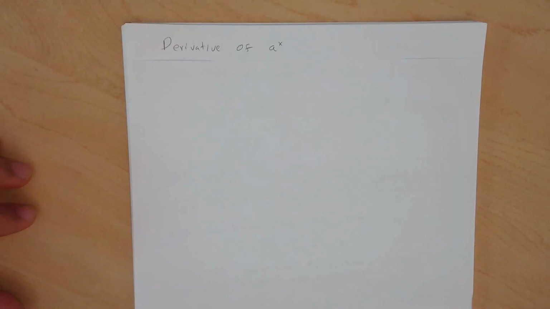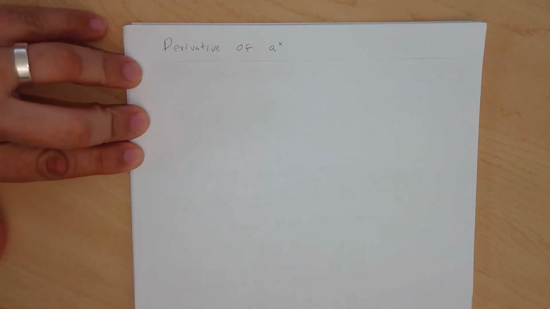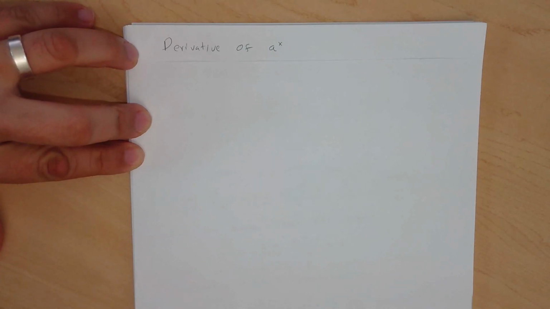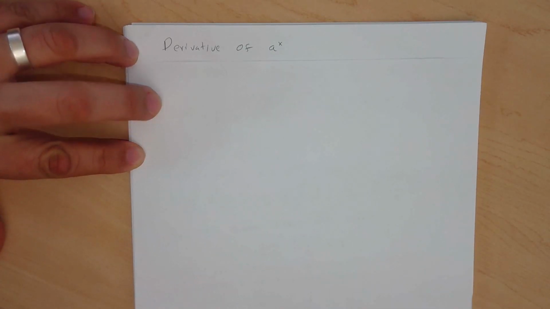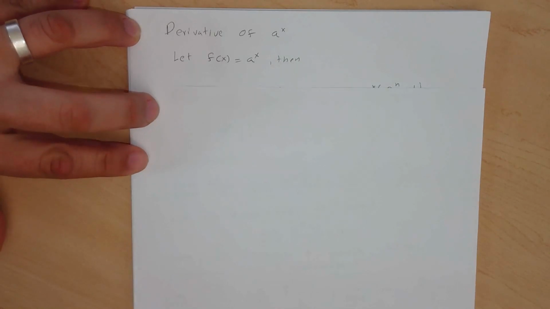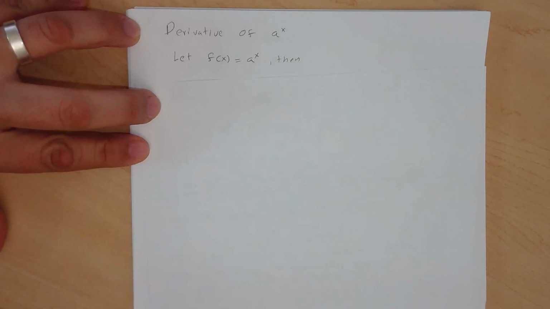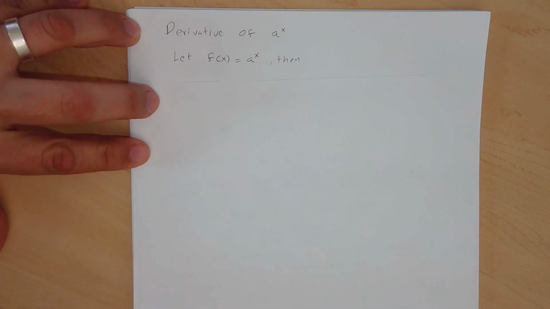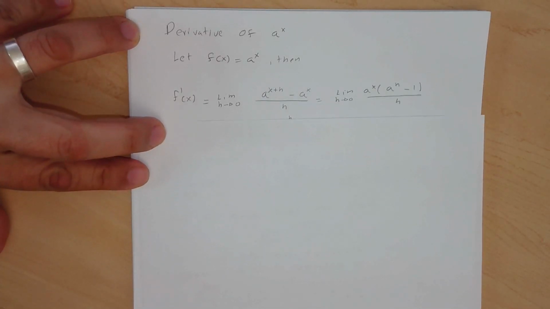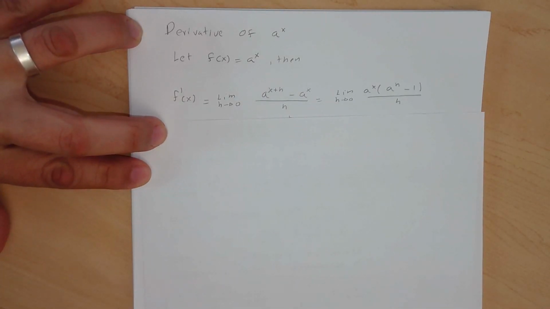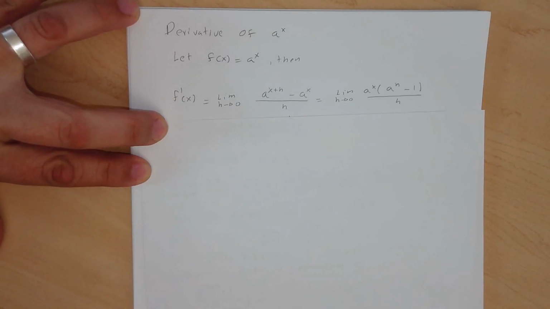Today we are going to see where the derivative of the exponential function is coming from. So if we have f of x as an exponential function, then we write that in the derivative mode, which is the limit when h tends to 0 of this.